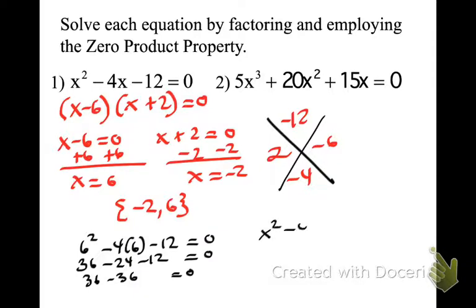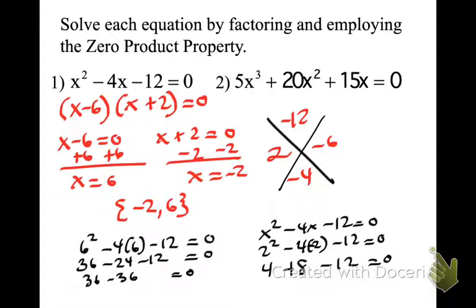x squared minus 4x minus 12 equals 0. Negative 2 squared minus 4 times negative 2 minus 12. Does that equal 0? So that's 4 minus... What happened there? Oh, it's negative 2. So it's positive 8, and minus 12. Does that equal 0? Yes. That works. So both solutions work.